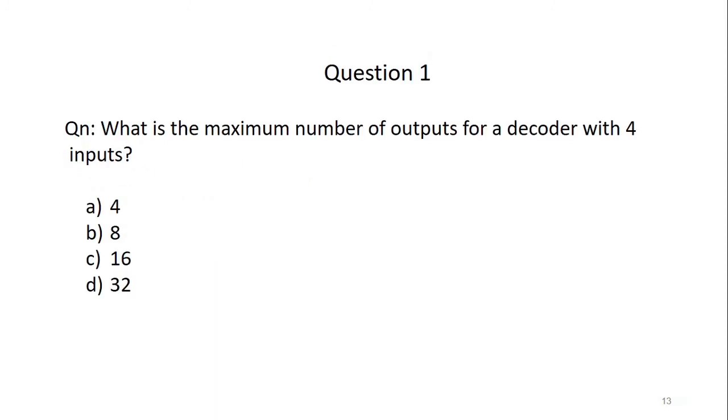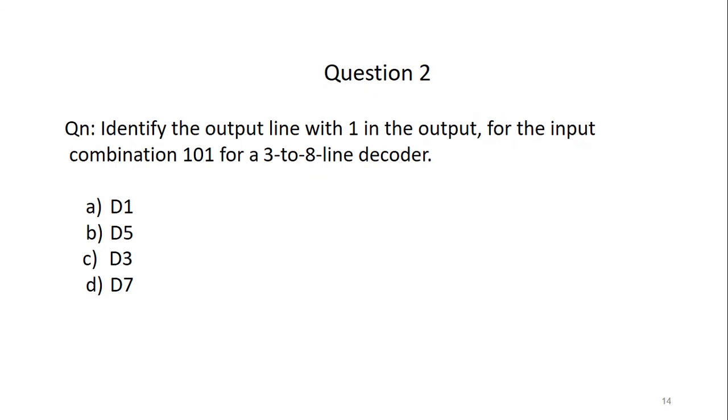What is the maximum number of outputs for a decoder with 4 inputs? The number of inputs given here is 4. So the maximum number of outputs possible is 2 raised to n. That means 2 raised to 4, which is 16.